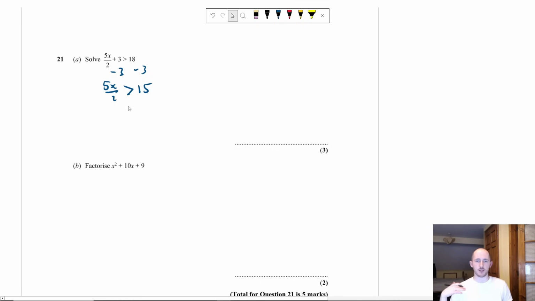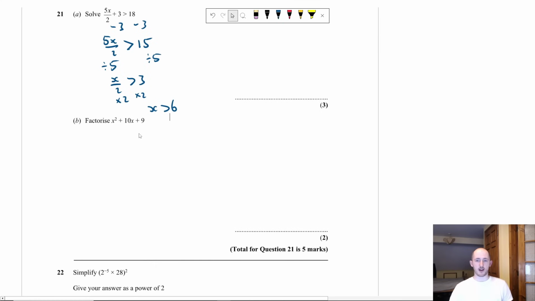With this next step, I can get rid of the 5 or the 2. Dealer's choice. You can choose whichever one you want. The 5 is timesing the x, and the 2 is dividing the x. So if I were to get rid of the 5, I would need to divide both sides by 5. So that gives me x over 2 greater than 3. If I wanted to get rid of the 2, I'd have to times both sides by 2, which is what I have to do right now. So x is greater than 6.